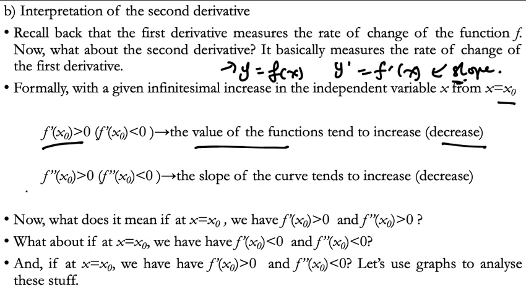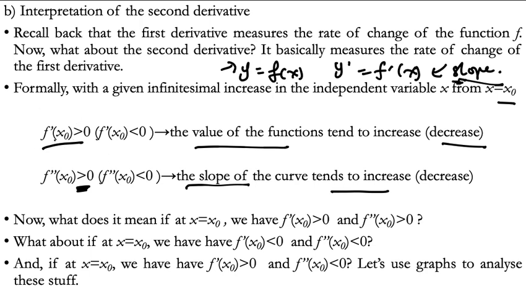Now, what happens if we take the second derivative? The second derivative, like I said earlier, is the rate of change of the first derivative. It is the rate of change for the slope of a function, because the first derivative is the slope of the function. Okay, now let's look at this. If f double prime x naught is positive, then what does it mean? The slope of the curve tends to increase.